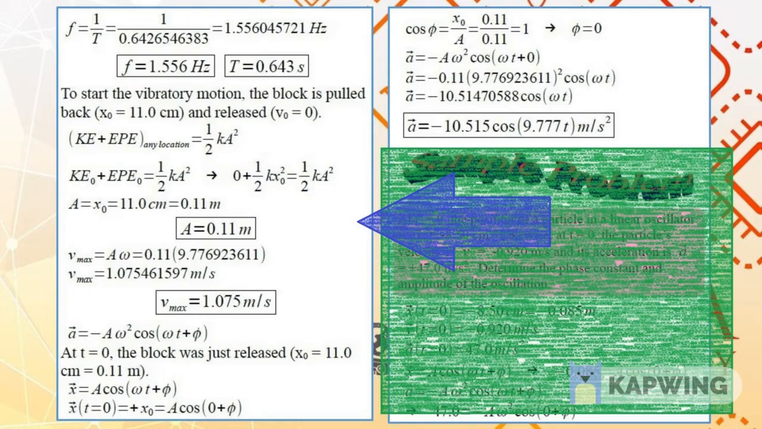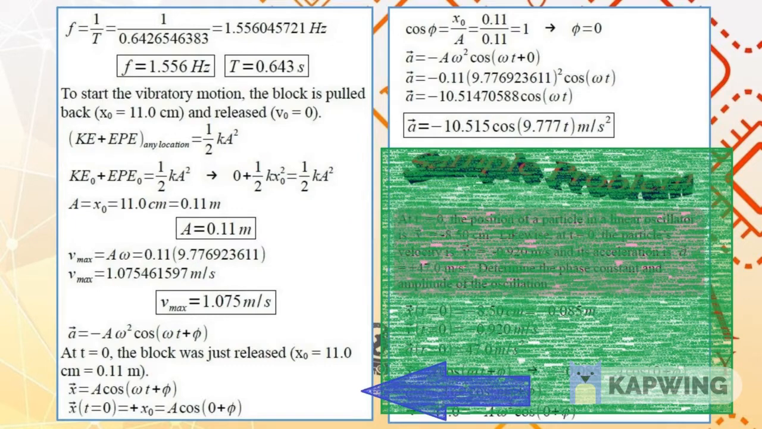And knowing the amplitude, we are able to determine the maximum speed of the object. You will recall that v max is equal to A omega, which gives us 1.075 meters per second. As for the acceleration function, we know that the general equation for acceleration function is a is equal to negative amplitude omega squared cosine of omega t plus phi.